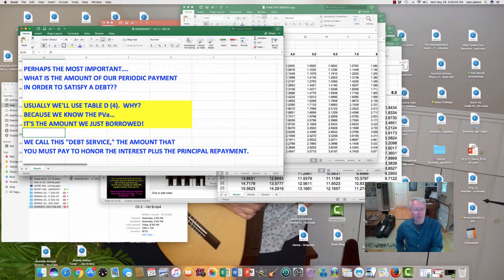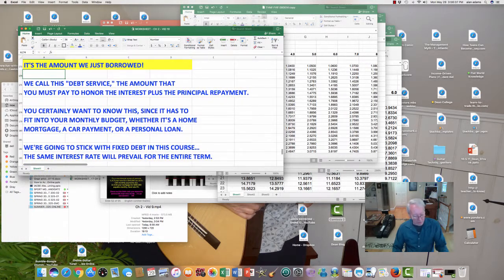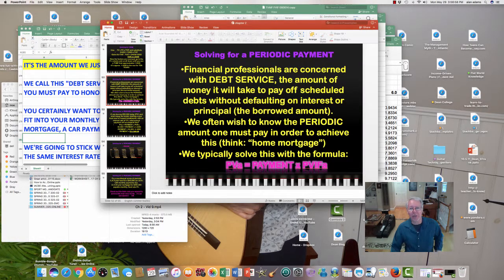Every payment will contain principal and it will contain interest. You need to know this because you have to budget it. It could be for your home mortgage, like a 20 or 30-year mortgage, a 3 to 5 year car payment. It could be a personal loan. No matter what the type of loan is, generally, we use Table 4 or Table D to come up with the actual payment amount. It's all based on this.